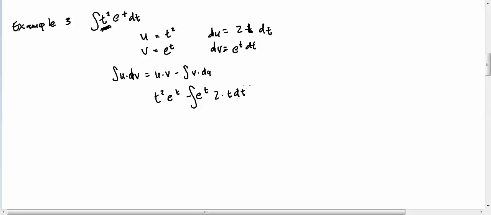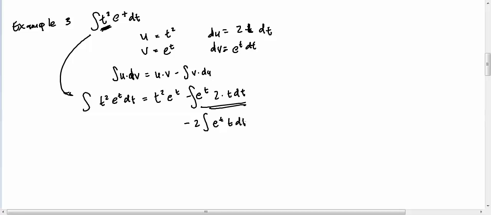All right, are we done? Let me just simplify this a little bit. By the way, I'm going to drop this down because that's what it's equal to: the integral of t squared e to the t dt. You know what, to be honest with you, I don't know how to integrate that. Well, I can pull the 2 out for sure. Minus 2 times the integral of e to the t times t dt.